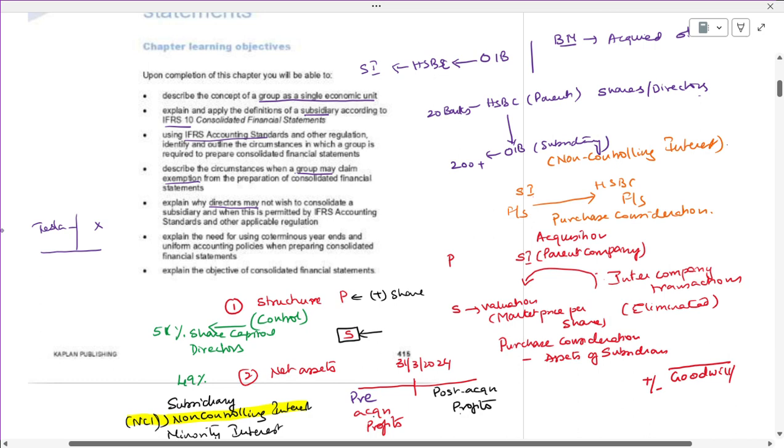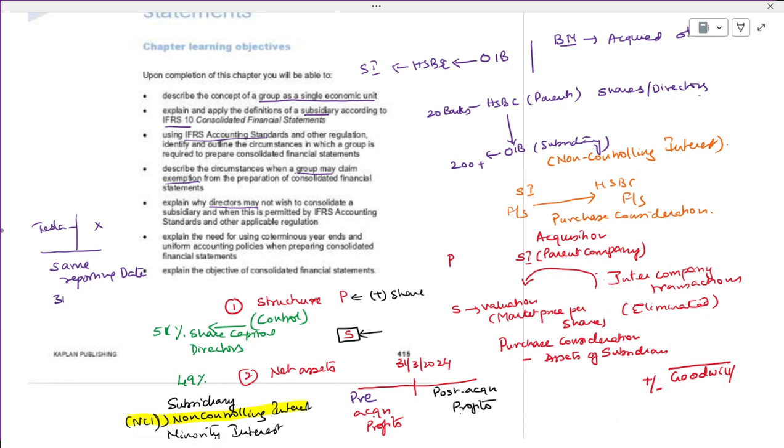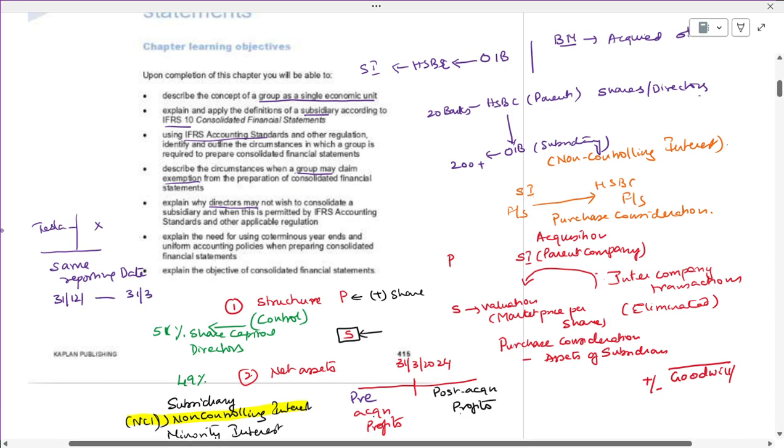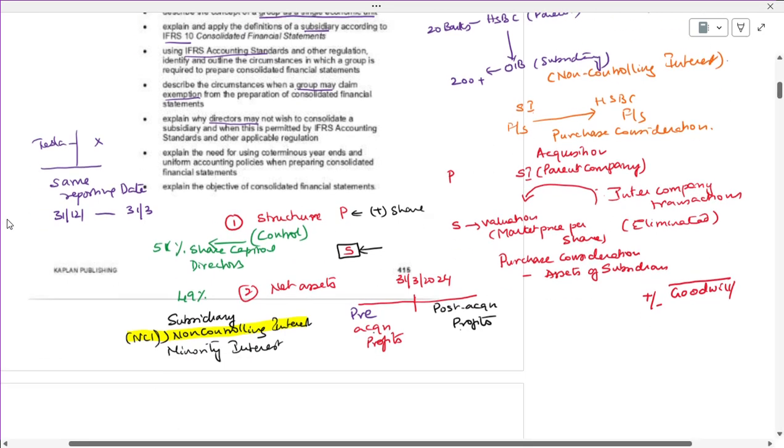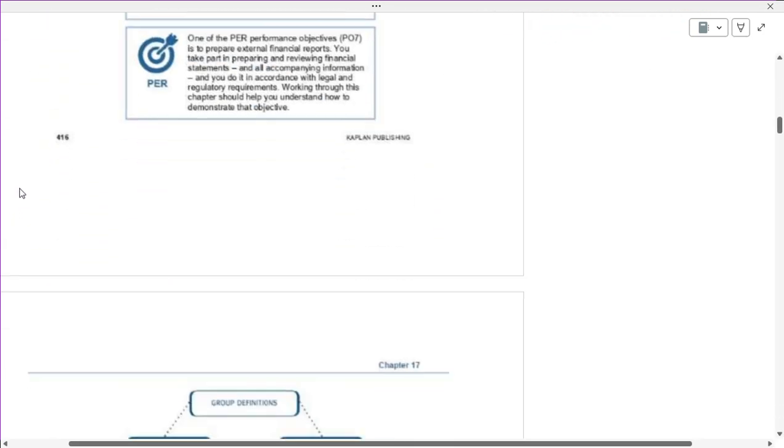The only condition is that whenever there is a consolidation, both financial statements should have the same reporting date. That is very important. Yesterday we did this, and I told you I will explain it later. You cannot have one company preparing financial statements on 31st December and another one preparing on 31st March. It will not work. You will have to have a similar date. Fine. This is what we are talking about.